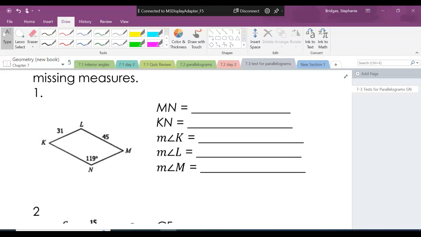Okay, so label your picture first with everything we know. Remember, opposite sides are congruent. Opposite angles are congruent. Consecutive angles are what? Starts with S. Supplementary, yeah. And then the diagonals bisect each other, but there are no diagonals in this picture, so we don't really have to worry about that part.